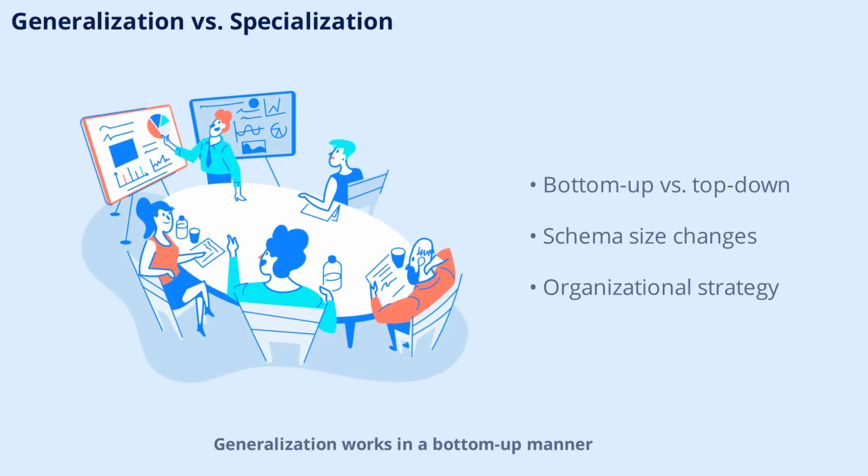Generalization works in a bottom-up manner, combining multiple entities into a higher-level class. Specialization, on the other hand, is a top-down process, dividing a general class into more specific subclasses. Generalization reduces the overall size of your schema, while specialization increases it by adding more detailed classes.